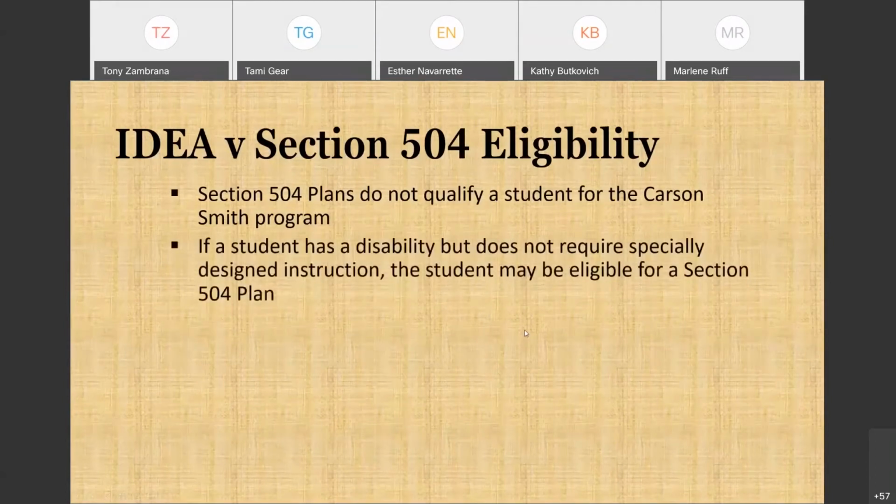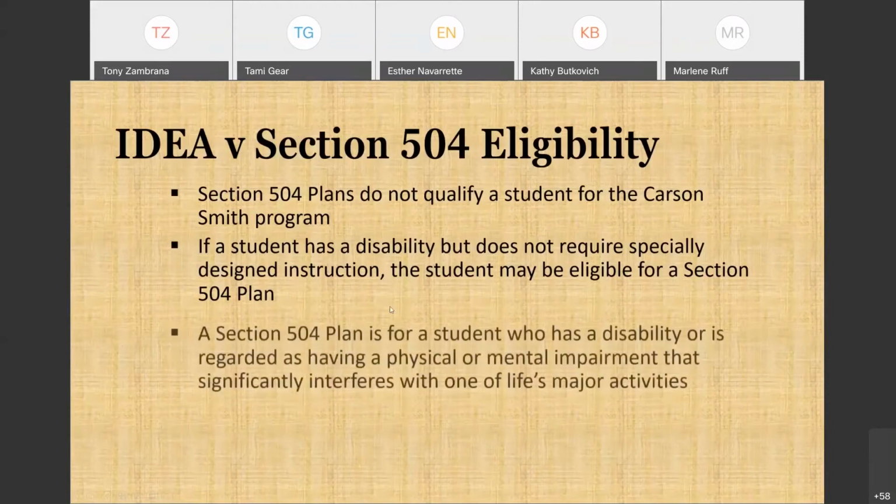If a student has a disability but does not require specially designed instruction, the student may be eligible for a Section 504 plan. So, for example, maybe they need some occupational therapy for something, but they don't need specially designed instruction for academic, or they need physical therapy, but it's not affecting their academic performance. That's one of those cases.